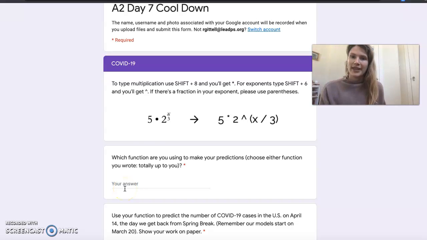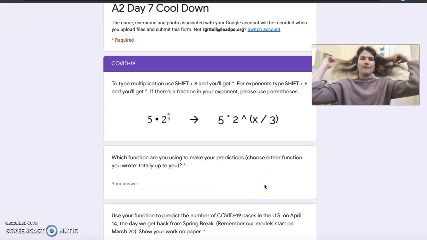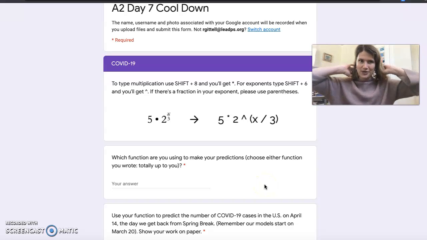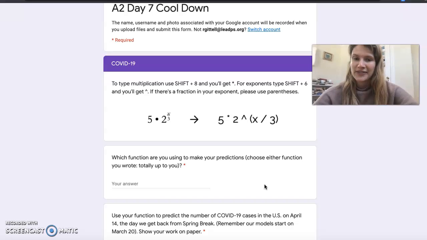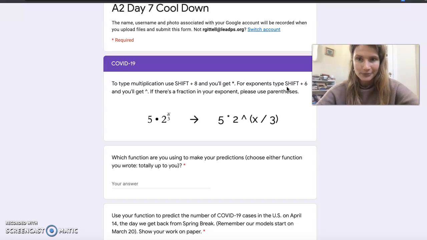If your grade on this cool down is higher than your grade on the exam that you took right before we left school, then it will improve your grade. So this cool down can't hurt your grade, but it can help and improve your grade. It's going to count as the revision for this unit. Again, ask questions if that doesn't make sense, but just know that this cool down is important for how your final grade will be calculated.